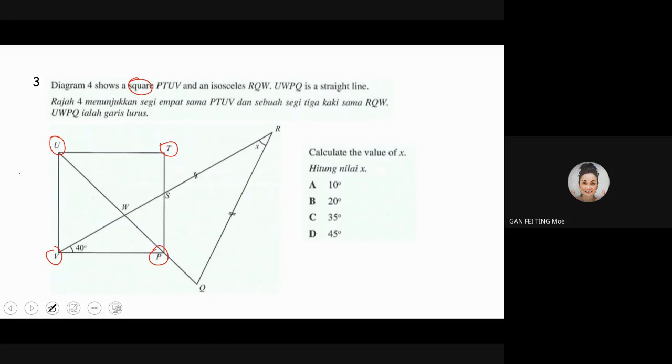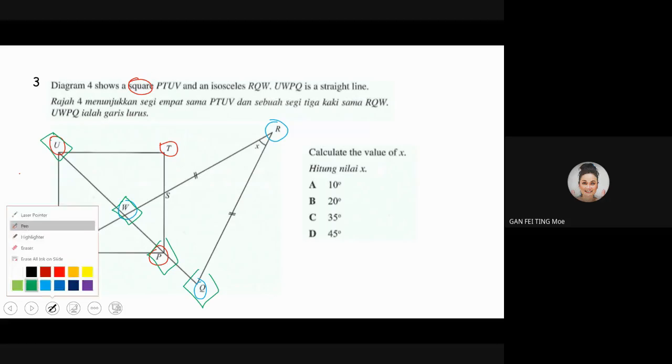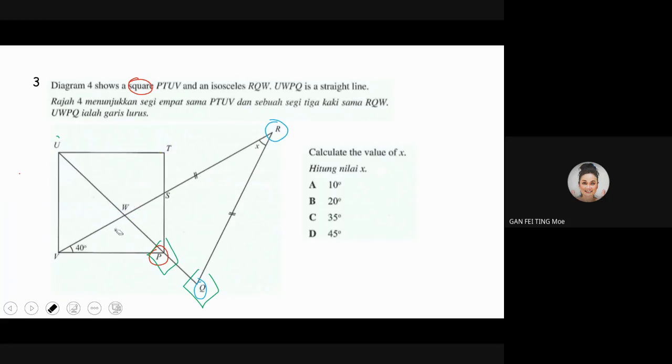RQW. Where's my RQW? Okay, I put it in blue. RQW. UWPQ. Where's my UWPQ? U. UWPQ, it's a straight line. Now the question asks you to calculate. I'm going to erase all this. Just now I read, then I look into the diagram. I have to mark for you to see. Then they ask you to look for the value of x. Where is x? Okay, x is here.